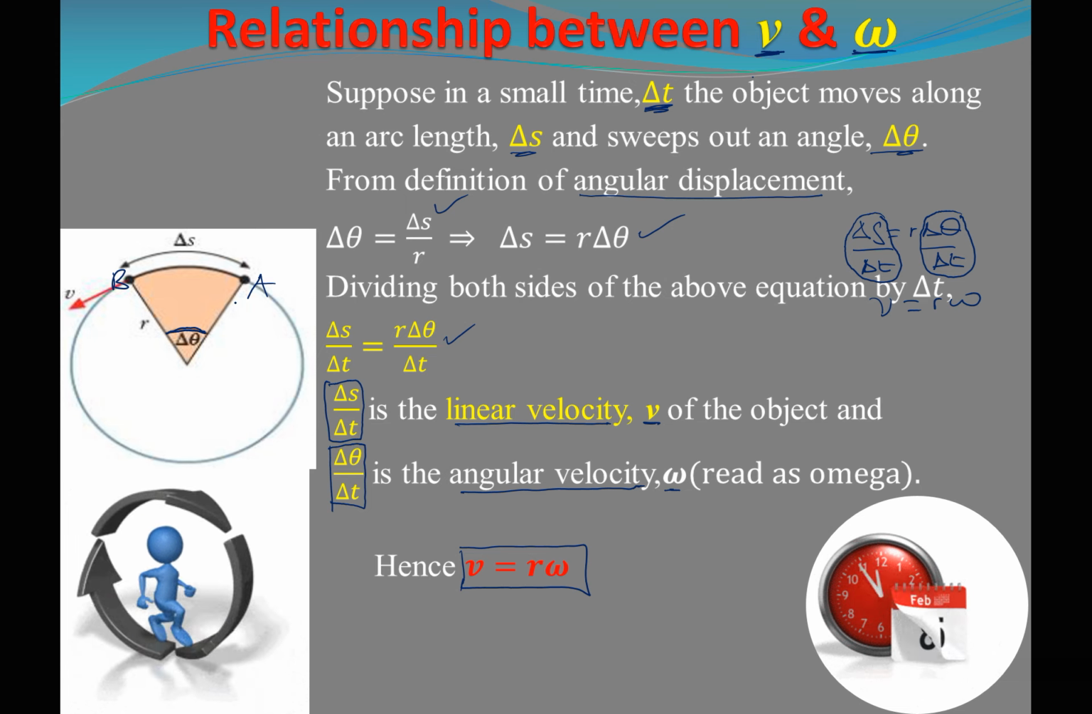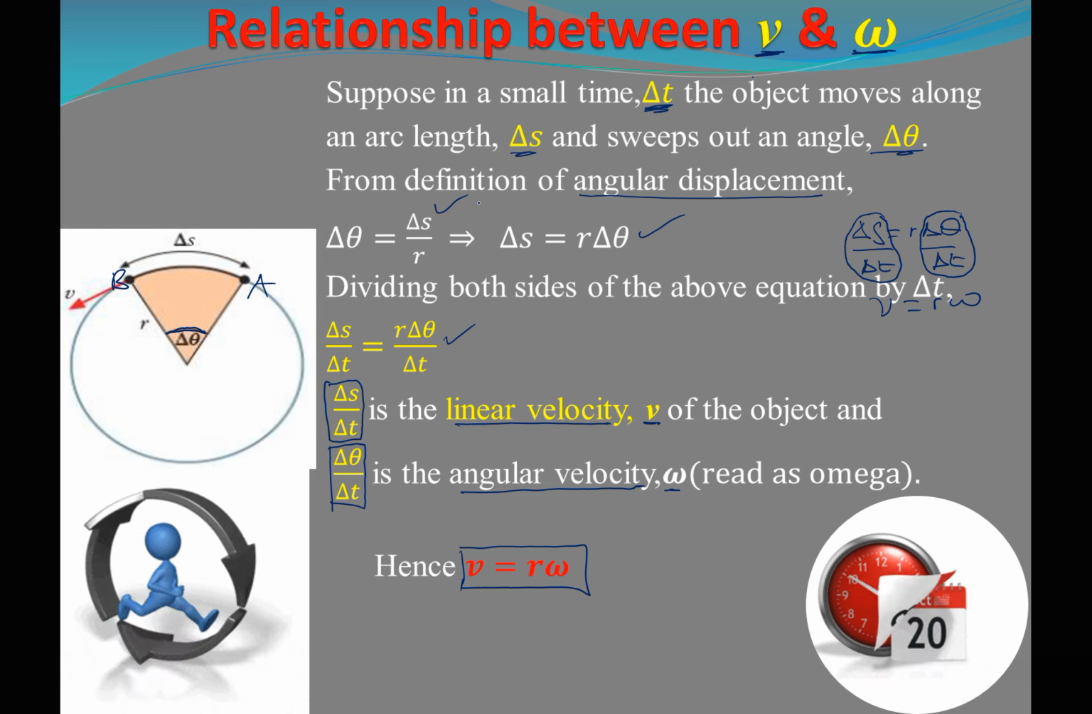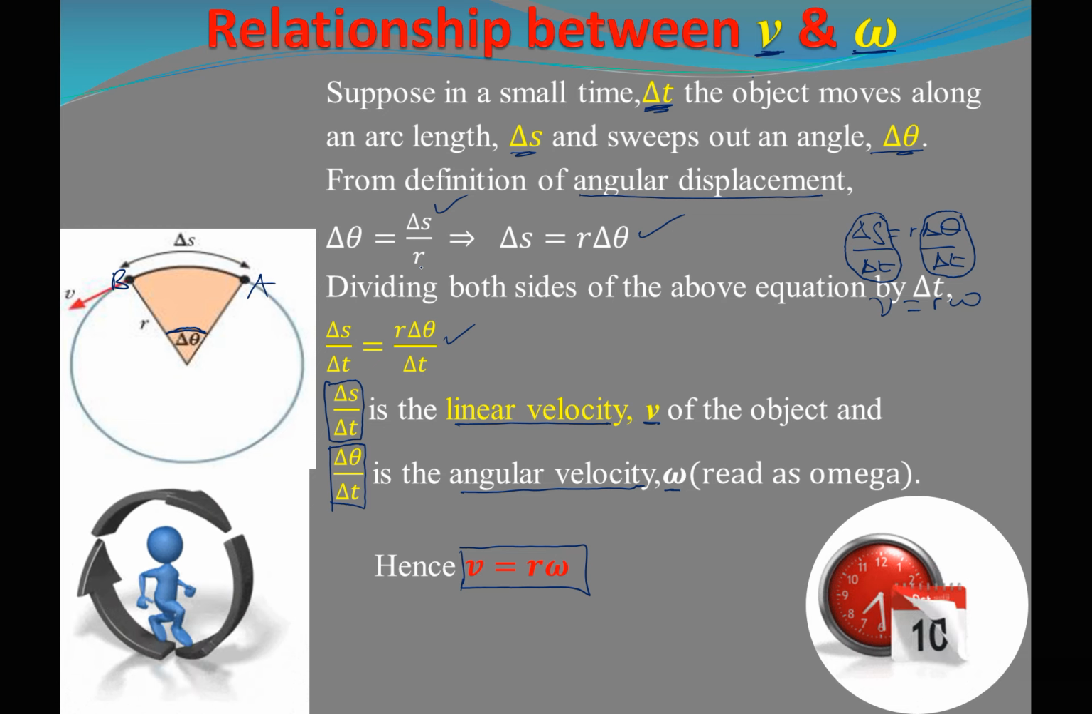moving through an arc length of delta s and sweeping through an angle delta theta. And I said from the definition of angular velocity is the ratio of the curvilinear distance, which is the arc length over the radius. Then I make delta s the subject, then I divide by the time on both sides. Then I know that the curvilinear distance divided by time is the curvilinear velocity, and the angular displacement divided by the time is angular velocity. Hence, v is equal to r times omega.